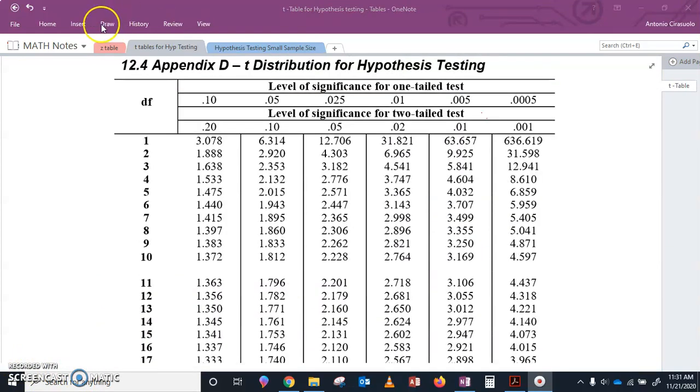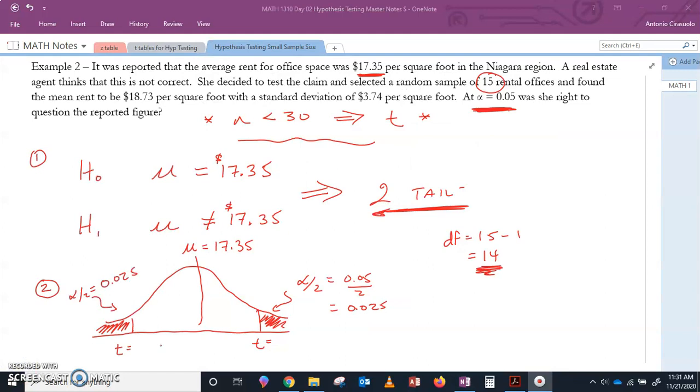So once again, in terms of finding the right column, first of all, it's a two-tailed test. Okay, so we're interested in looking at these values. The level of significance was 0.05, so this is the column we're going to be looking at. And degrees of freedom was 14. So where those two values intersect, that is going to be the critical value, so 2.145. So the value is going to be 2.145 on the right, and on the left, it's a negative 2.145.